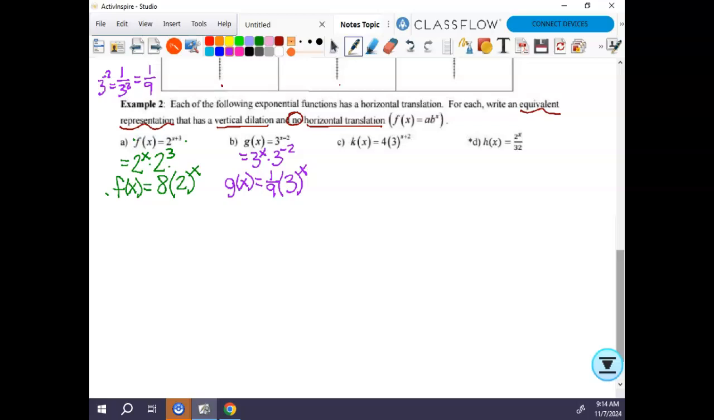So I could write this as g of x equals 1/9 times 3 to the x and not have parentheses at all. I think what you're actually asking is, would this be okay? Is that what you're asking? So that is not wrong and it would be okay. Would you see it like that if it was written for you on a test?